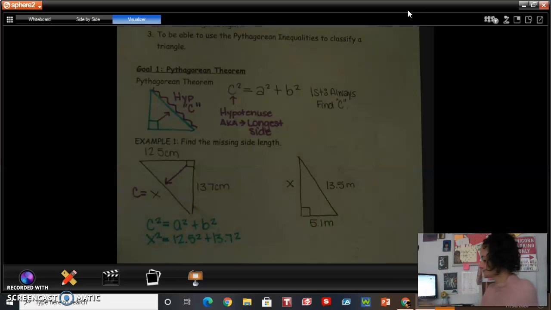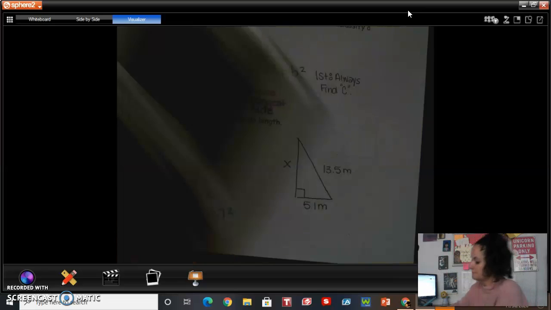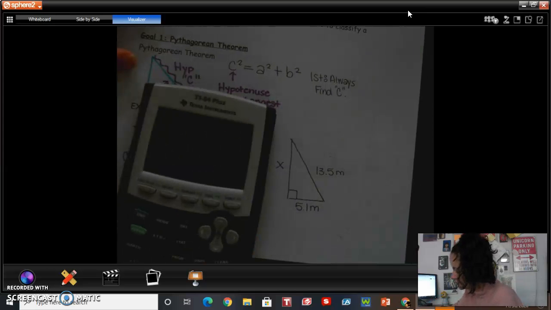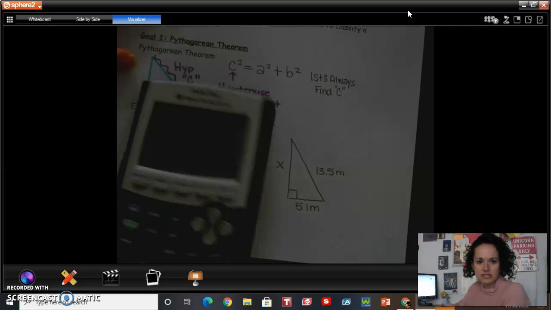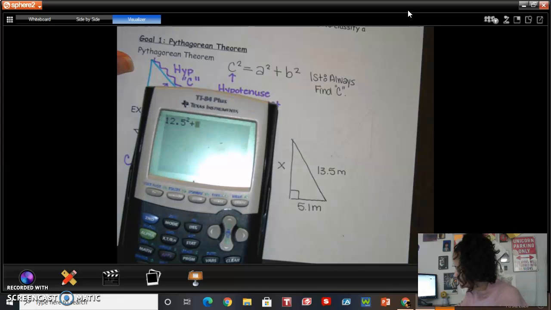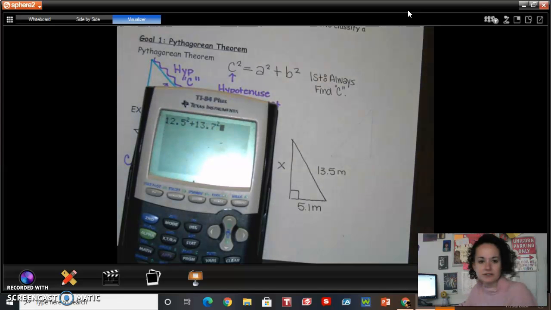All right, so let's take our calculator, and you can just type it all in at once. So I'm going to go 12.5 squared. Can you all see that? Okay, you can see it. Plus 13.7 squared, and that gives us 343.94.